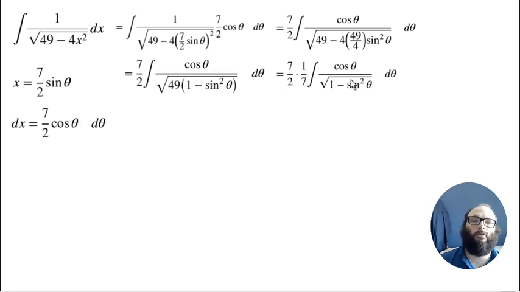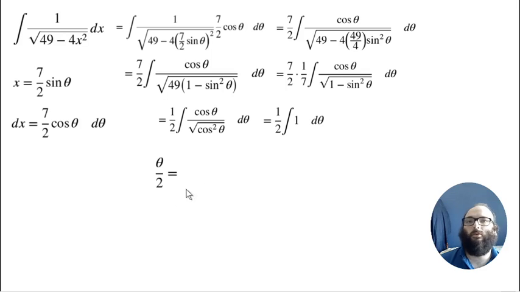And of course, we also know that 1 minus sine squared theta is a trig identity. It's just cosine squared theta. So now we have this, 1/2 the integral of cosine over the square root of cosine squared theta. That, of course, should be screaming to you, it's just 1. And of course the integral of 1 is just theta in this case. So all of this has just gotten us to theta over 2, or 1/2 theta.